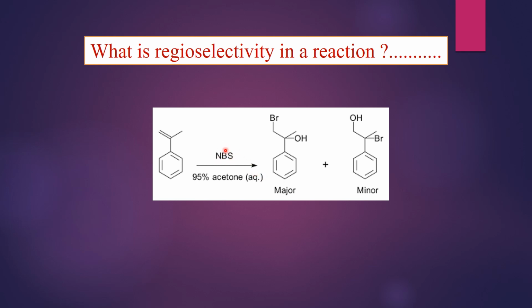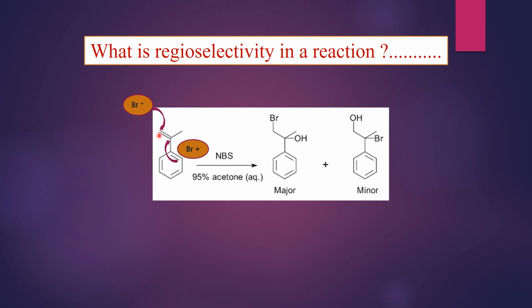The attacking reagent here is NBS in 95% acetone. We know NBS in 95% acetone gives two reactive species: one is the bromonium ion, Br plus, and the other is the OH minus ion. Here the NBS is going to attack the carbon-carbon double bond of this reactant. The reaction can happen in two ways. That means the bromonium ion can attack either here or here, but only one carbon center is preferred by the bromonium ion.